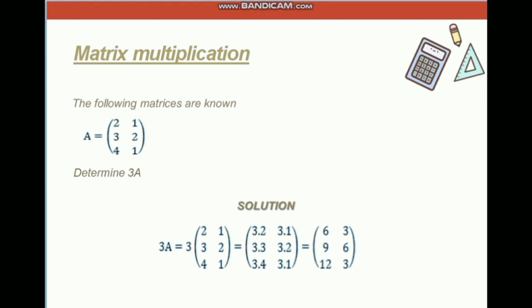Matrix multiplication. The following is matrix A. Determine CA. So, solution. For this problem, we already know the values of matrix A, but what is asked is to determine CA. So, we just multiply C by the values of matrix A, which is 3 times 2, 3 times 1, 3 times 3, until every element of matrix A is multiplied by 3. So we get this result.